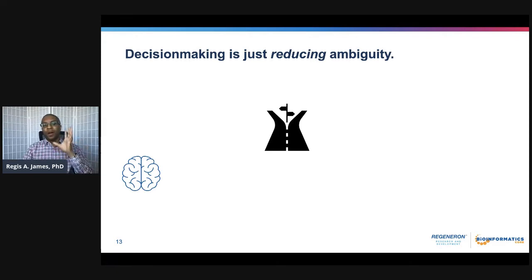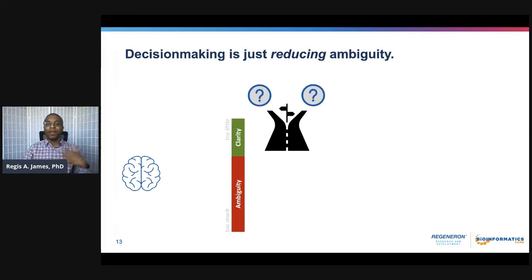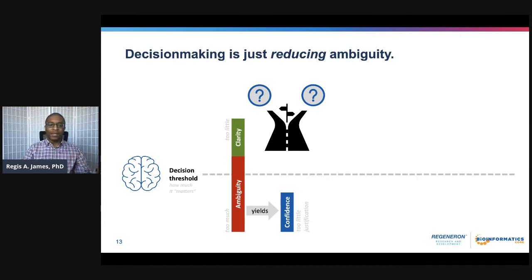So if you are thinking which road to go down, right? You have your classic fork in the road. But if you don't know anything about the left path and you don't know anything about the right path, then you might have too much ambiguity and too little clarity. And this too much ambiguity yields low confidence, which is too little justification to go with the right road or the left road, which means that the confidence does not pass the decision threshold. And this decision threshold is informed and influenced by how much the decision matters, how much harm or benefit can come from making one decision or the other. If the decision doesn't matter that much, then the threshold will be lower.